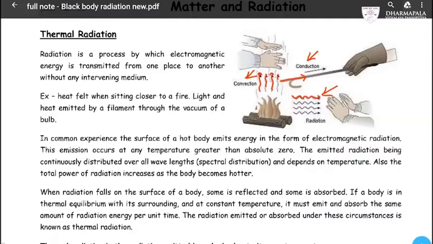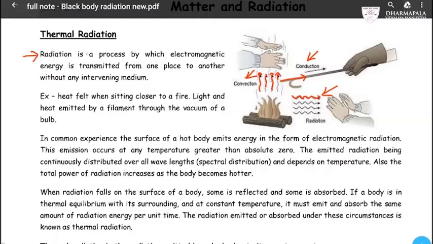So thermal radiation is the radiation emitted by hot objects. That's why we call them thermal radiation. All the hot objects can emit their own radiation. Even the human body can emit thermal radiation.